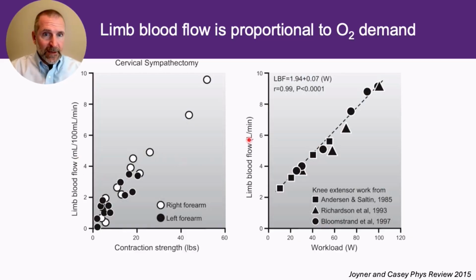And important to note that these studies are actually in the absence of neurally mediated vasodilation, which has been blocked for experimental purposes. So what these studies show is that there's a strong link between the metabolic demand inside the muscle and blood flow to the muscle, suggesting that there is a mechanism from within the muscle that is primarily driving skeletal muscle blood flow.